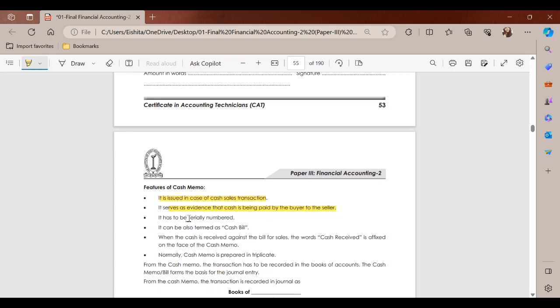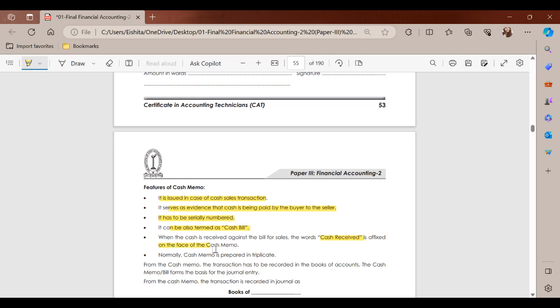It has to be serially numbered. So one thing is for sure, that you will record the transactions, and that recording will happen in serial numbering: 1, 2, 3, 4, 5, 6, and so on. It is also termed as cash bill. When cash is received against the bill for sales, the words cash received are affixed. So generally, they affix the stamp, or somebody will write that cash is received and the material is delivered to the buyer.